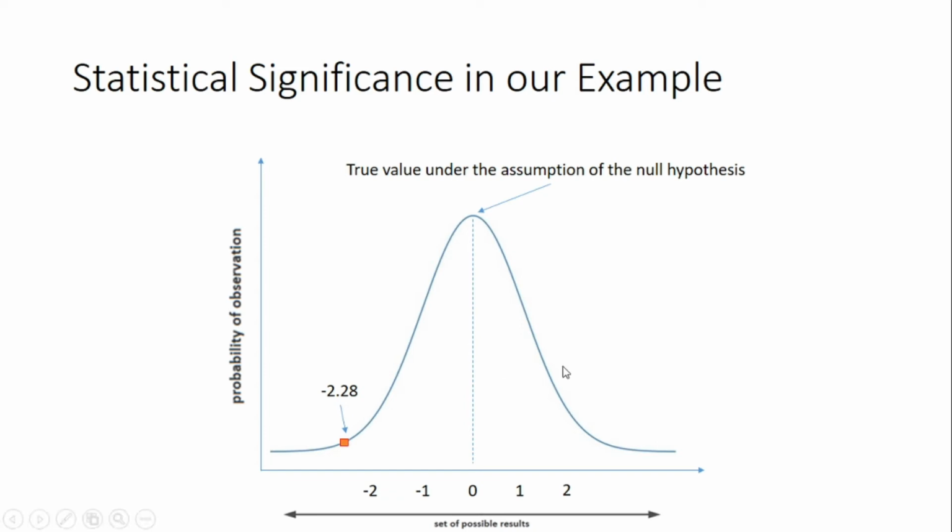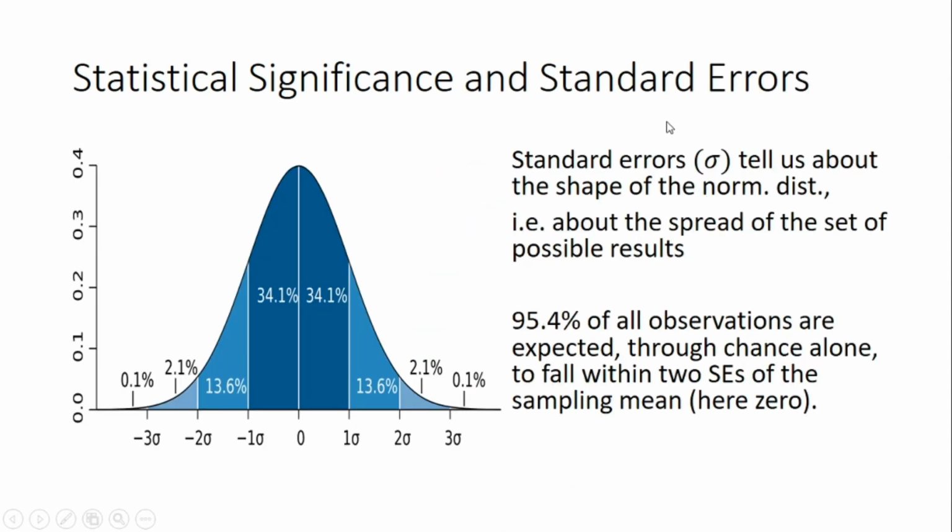In order to actually calculate this probability, we need to know a little bit more about the distribution. And this is where the standard error comes in. The standard error tells us about the shape of the normal distribution, or about the spread of the set of possible results. If the standard error is really big, then we expect the bell curve to be flattened and fattened. So it will be shifted out, and it will look more like this.